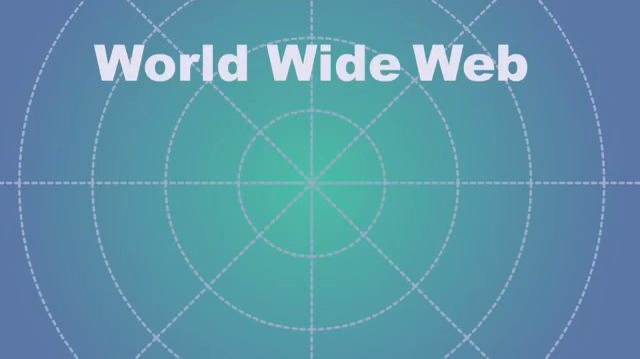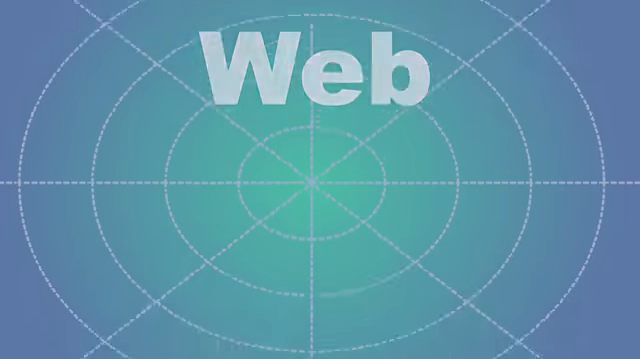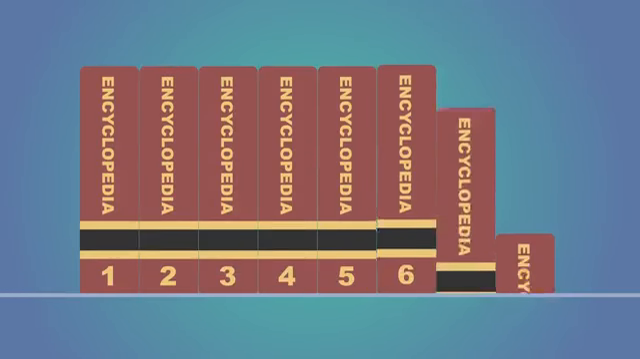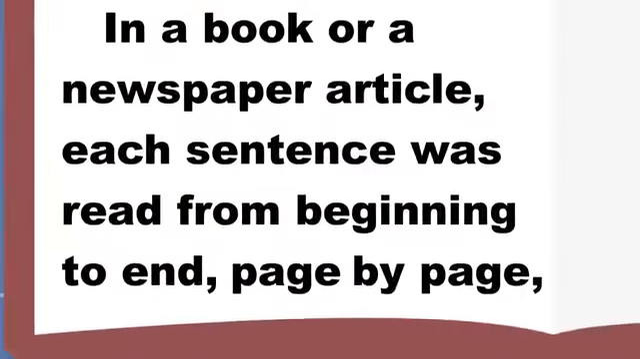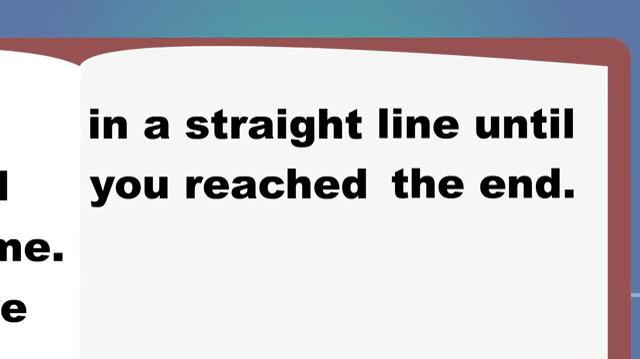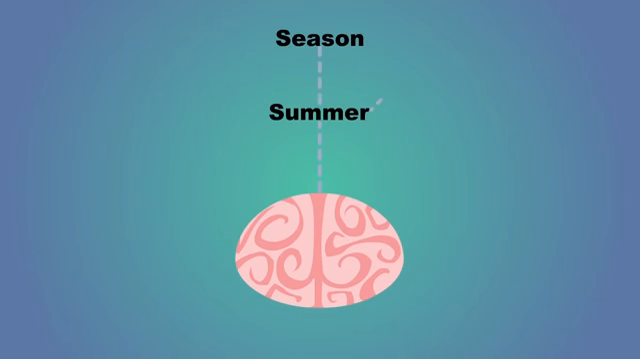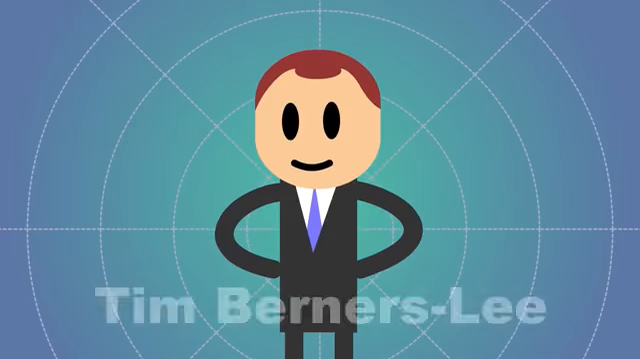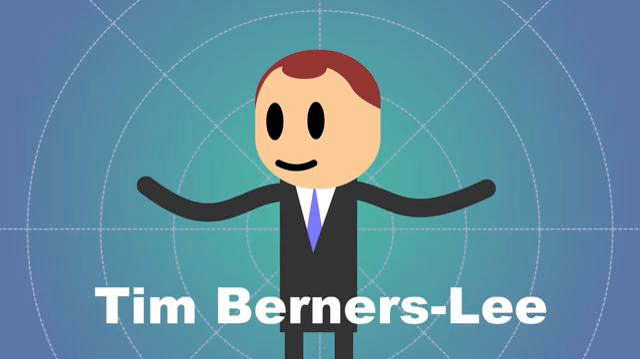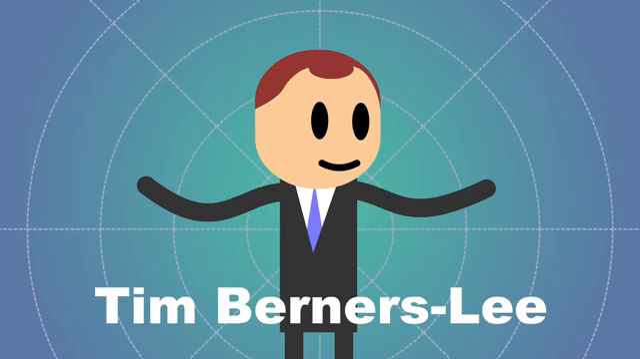But what really makes the web so special lies in its very name. Prior to the web, we used to consume most information in a linear fashion. In a book or newspaper article, each sentence was read from beginning to end, page by page, in a straight line until you reached the end. But that isn't how our brains actually work. Each of our thoughts is linked to other thoughts, memories, and emotions in a loose, interconnected network, like a web. Tim Berners-Lee, the father of the World Wide Web, understood that we needed a way to organize information that mirrored this natural arrangement. And the web accomplishes this through hyperlinks.